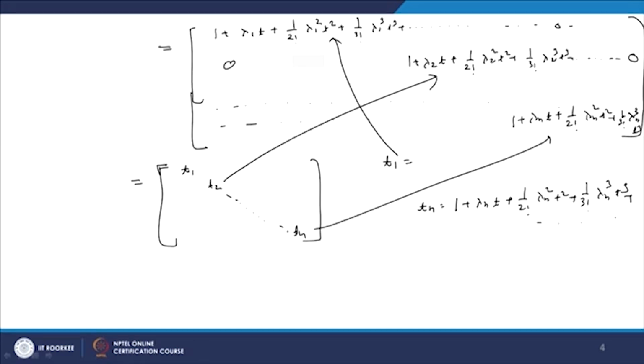Now, what to do further? Now, this we can replace in terms of lambda 1, this in terms of lambda 2, and this we can represent as lambda n. That means, finally, this equation, that is e raised to A bar t, can be written as e raised to lambda 1 t, e raised to lambda 2 t, up to e raised to lambda n t.